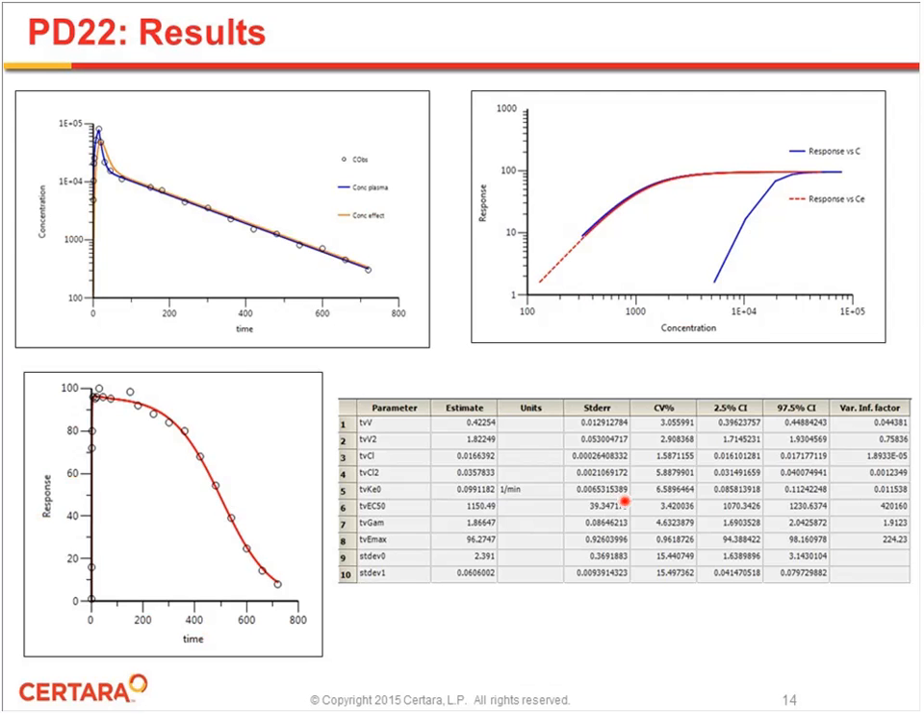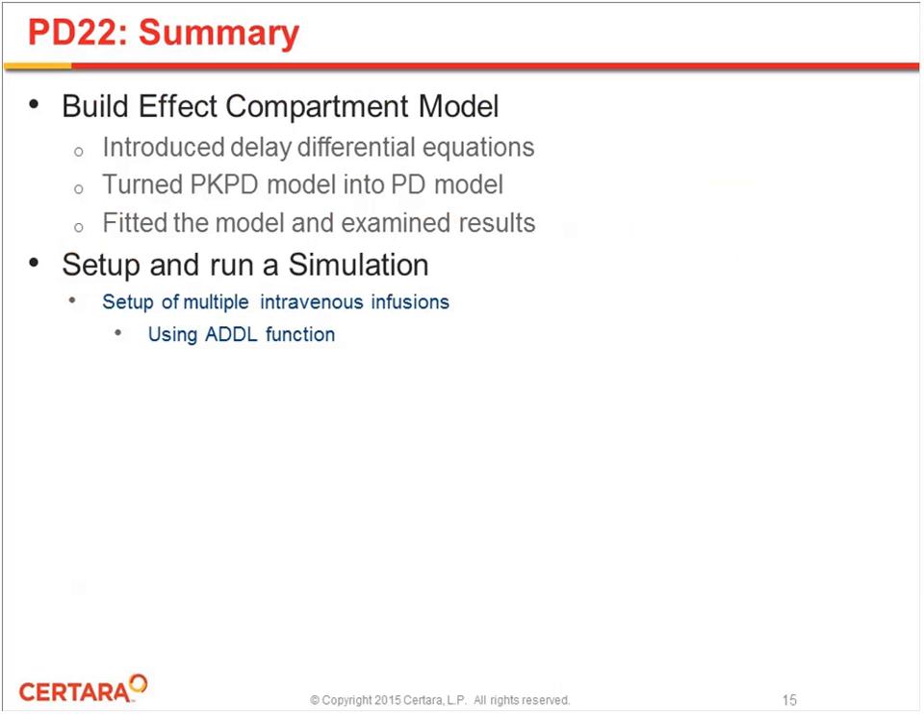The parameters also, as we've seen in the demo, are very sharp, and so this is a very good outcome of the modeling. Let me summarize. So we have built an effect compartment model where we also introduced a new function of Phoenix 7.0, the delay differential equations. And I've also shown you how to turn the PK-PD model into a PD model by taking the explicit concentrations into account. And then we fitted all these models and examined the results.